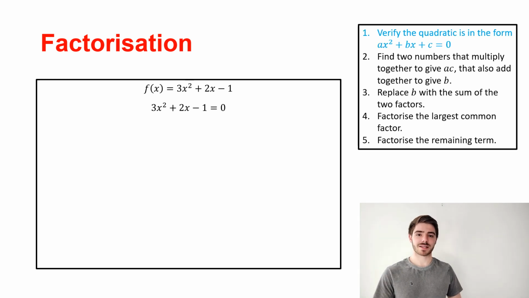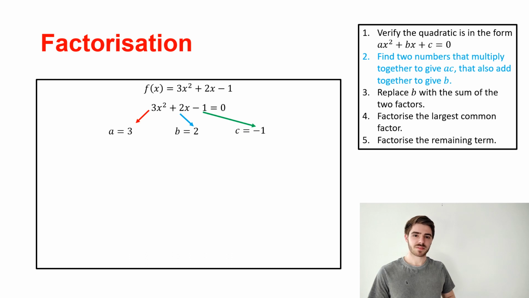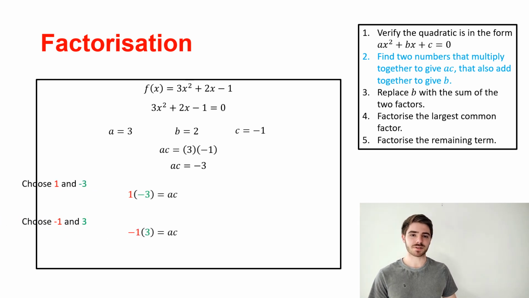We can factorise a polynomial as a product of two terms using the following process. First, we have to validate that the quadratic is in the general form. In this case it is, so we don't have to worry about rearranging right now. The next step is to find two numbers that multiply together to give AC and add together to give B. This is a guess and check method, so I'm going to give you a few tips to get started. I find it easiest to use integers to find the product AC first.